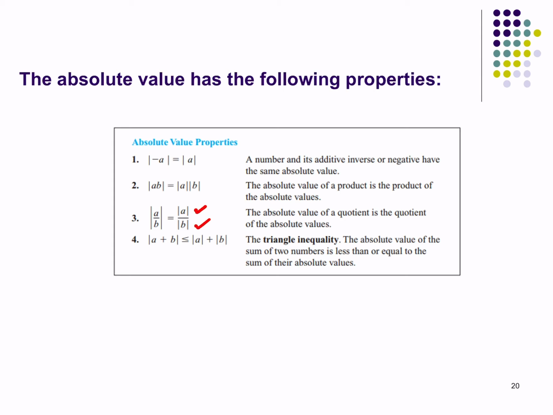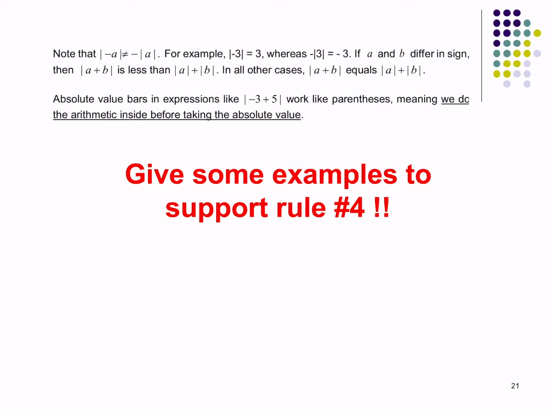And the last one, the triangle inequality. You have the absolute value of a plus b, which is less than or equal to the absolute value of a plus the absolute value of b. So that is the first 4 properties of the absolute value. And next we will take a look at an example.